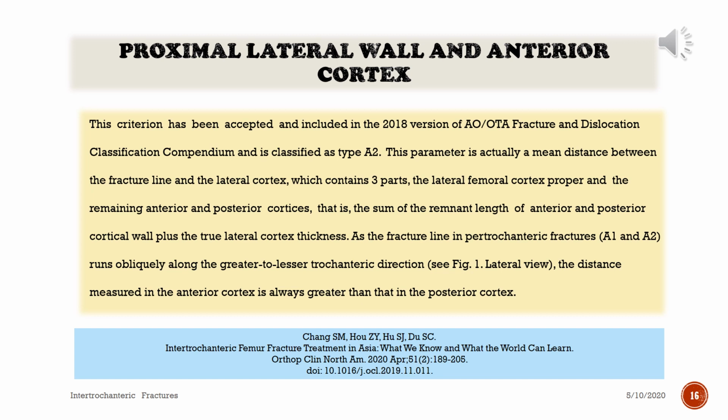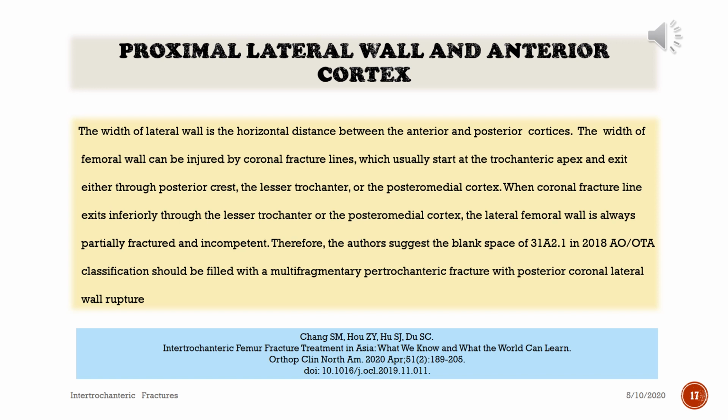That is the sum of the remnant length of the anterior and posterior cortical walls plus the true lateral cortex thickness. As for the fracture line, paratrochanteric fractures A2 and A2A1 run obliquely along the greater to lesser trochanteric direction. The distance measured in the anterior cortex is always greater than in the posterior cortex. The width of the lateral wall is the horizontal distance between the anterior and posterior cortices.